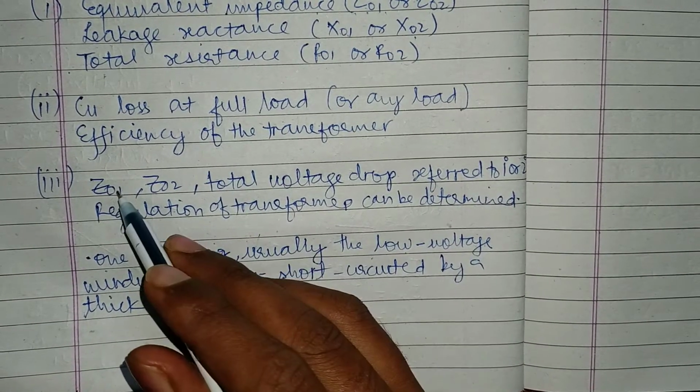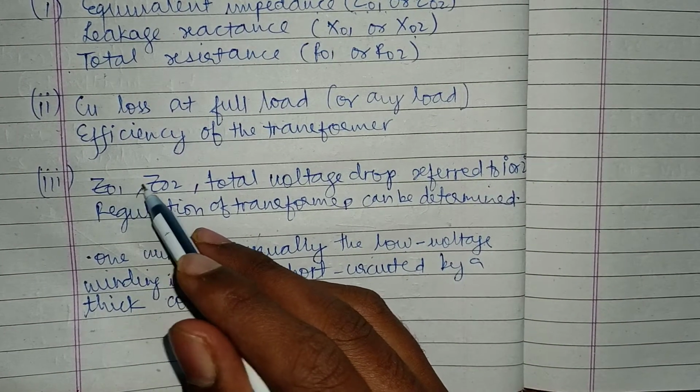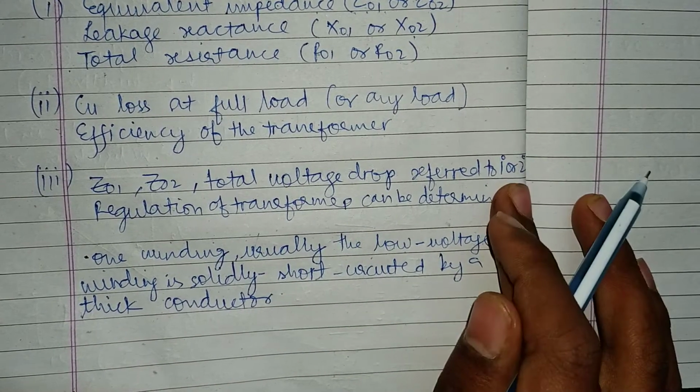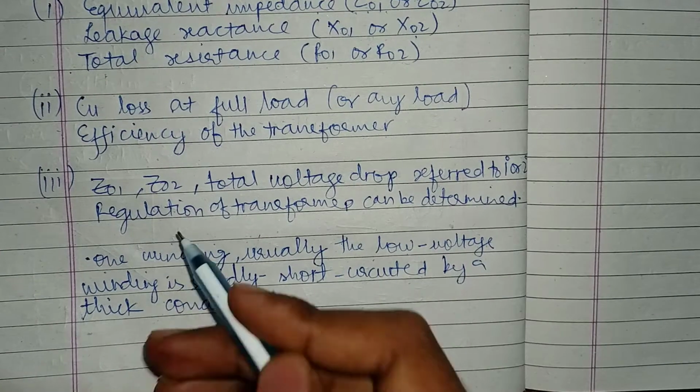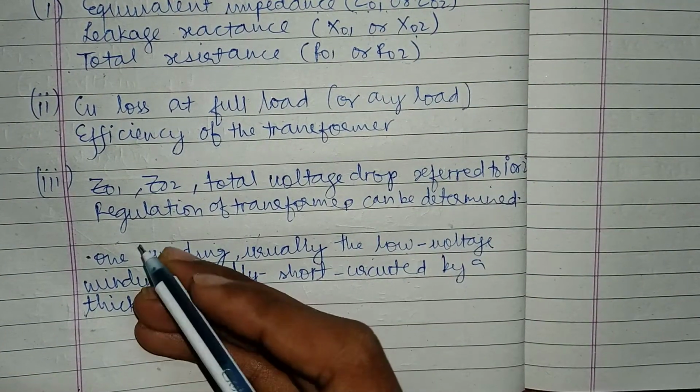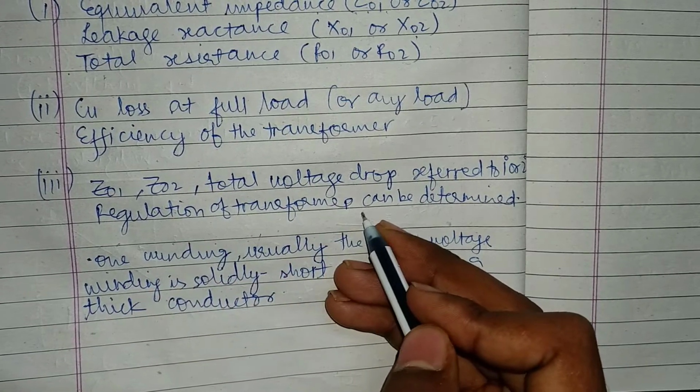Again, we can determine the equivalent impedance referred to the primary winding or secondary winding. Total voltage drop referred to the primary winding or secondary winding, and hence regulation. After determining all these quantities, this will help me to determine the regulation of the transformer.